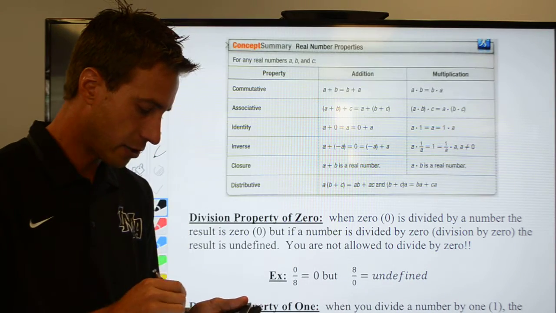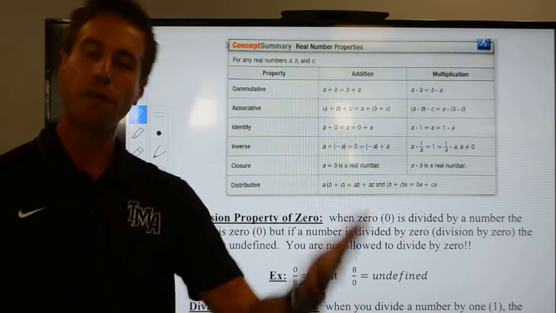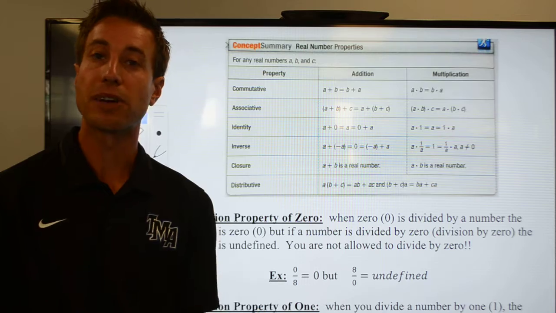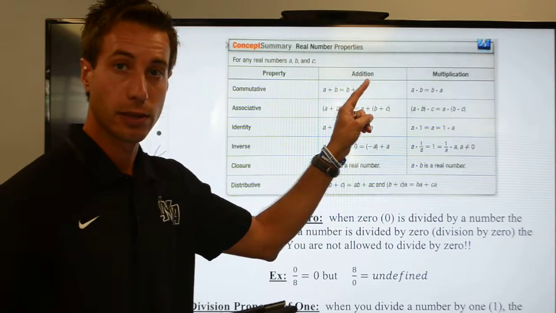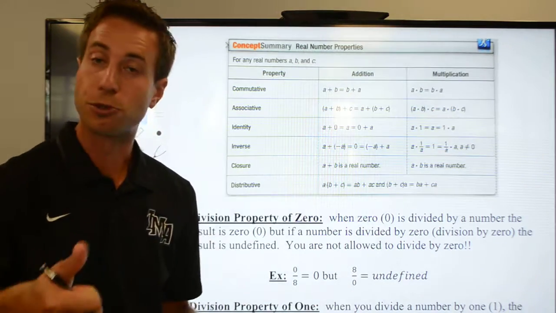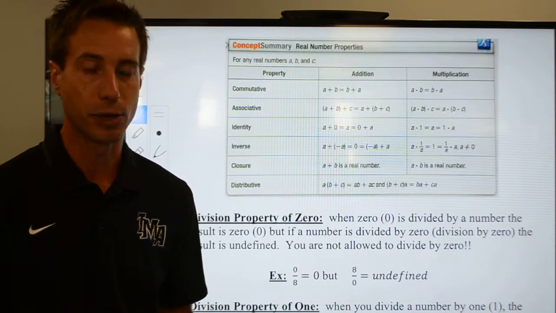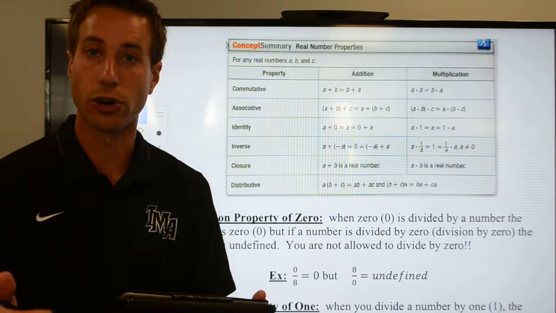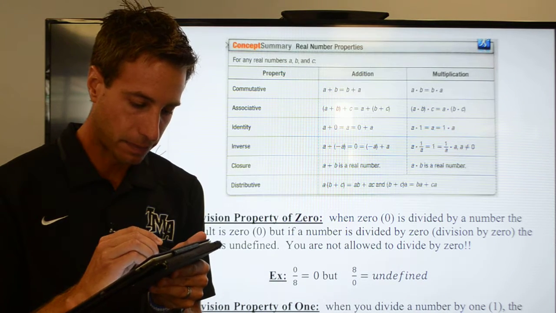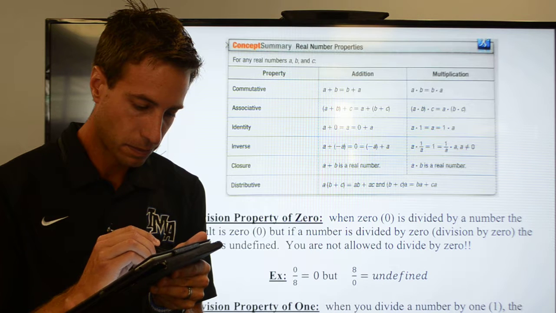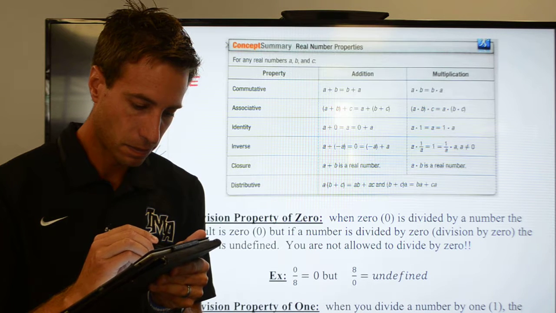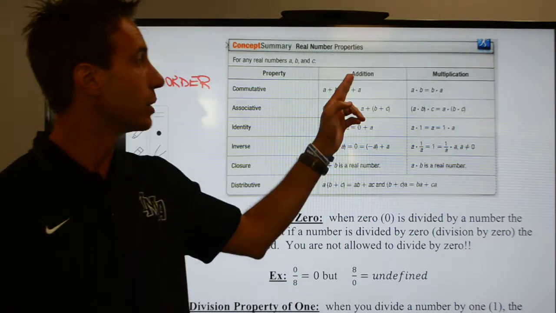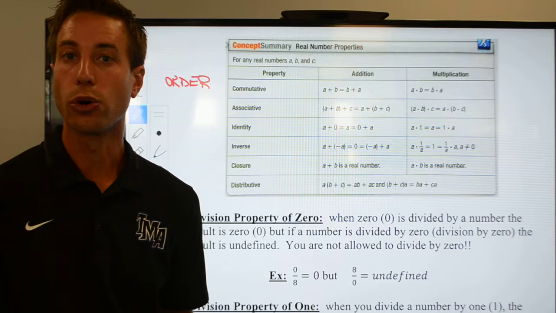The first one we've got here is the commutative property, and hopefully what you remember from Algebra 1 is this. The commutative property applies to addition and multiplication. Subtraction and division are not commutative, and here's what that means. A commutative property is all about the order in which you add or multiply. And what the commutative property tells us is that when it comes to addition and multiplication, order doesn't matter.